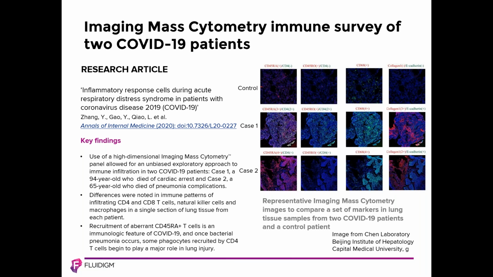Recruitment of aberrant CD45RA plus T cells is an immunologic feature of COVID-19. Once bacterial pneumonia occurs, some phagocytes recruited by CD4 T cells begin to play a significant role in lung injury.